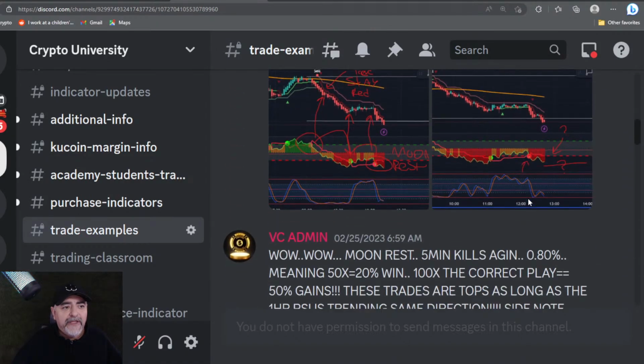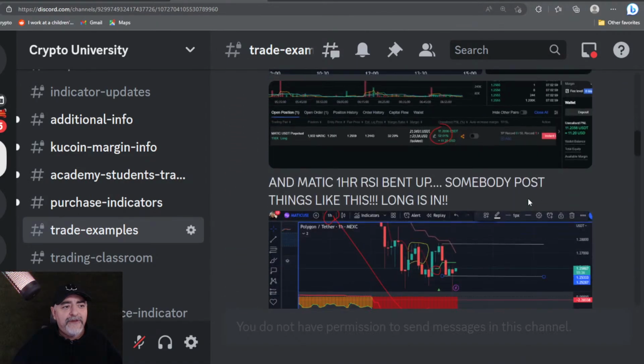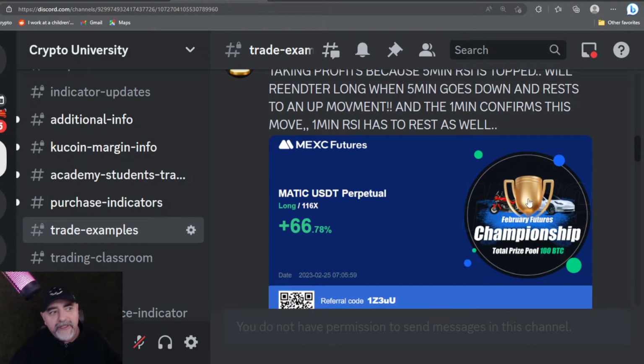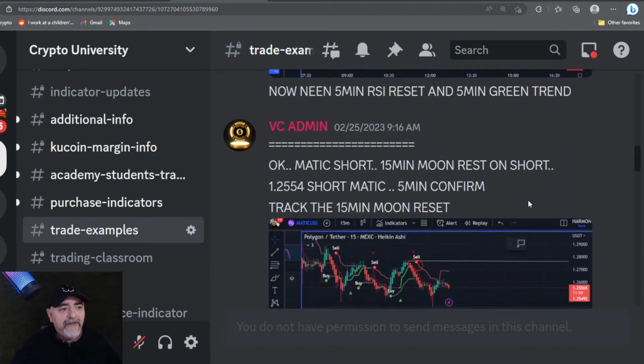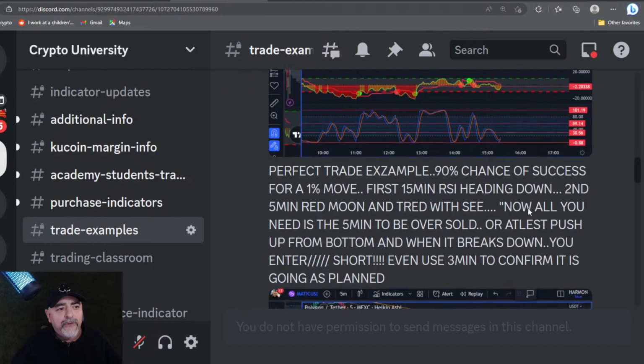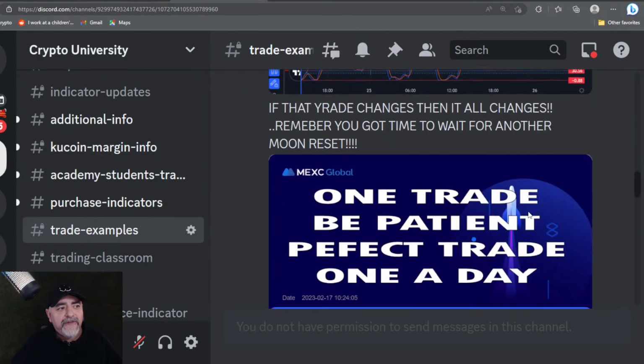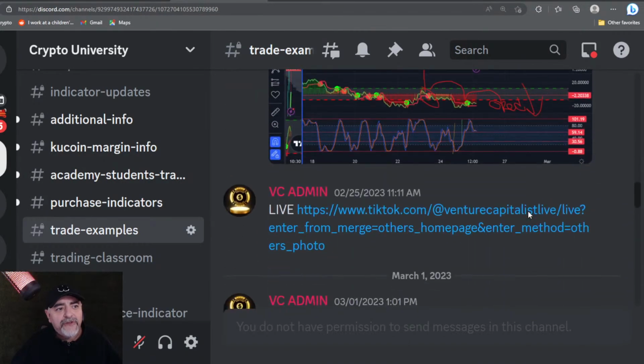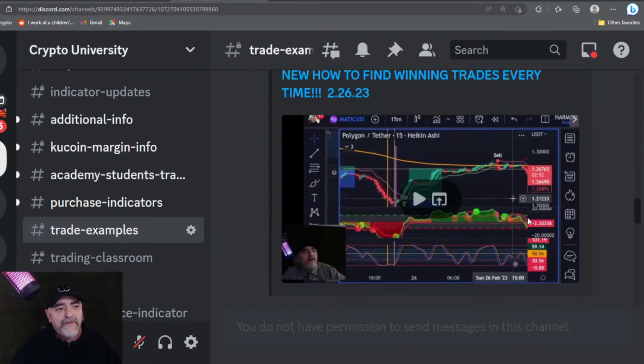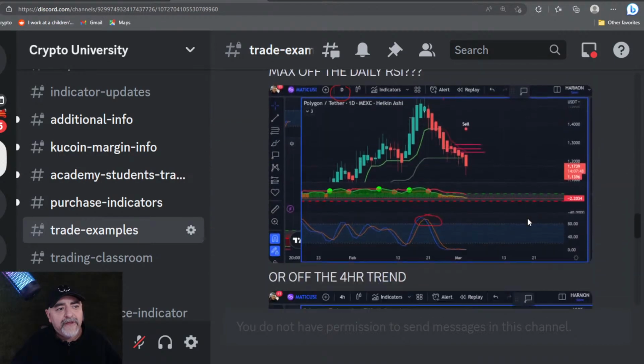These are the trades that we like to do. The trade that we love to do and really like to do well on is just focusing on the 4-hour moons. As you go through here, you're going to see all the examples of the trade. Make one trade, be patient. All this information's in here. Very simple stuff to learn.